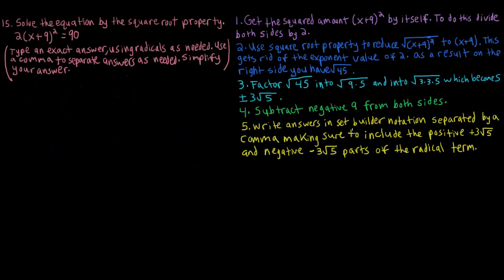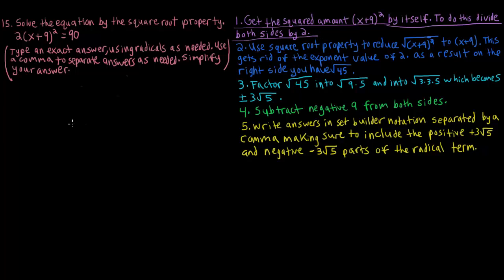15. Solve the equation by the square root property. 2 times (x plus 9) squared equals 90. Type an exact answer using radicals as needed. Use a comma to separate answers as needed. Simplify your answer. So step 1, we want to get the squared amount, which is (x plus 9) squared, by itself. To do this, divide both sides by 2.